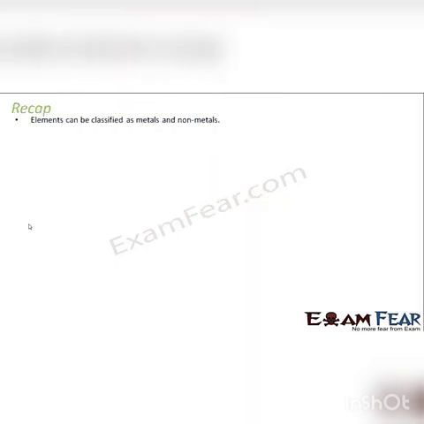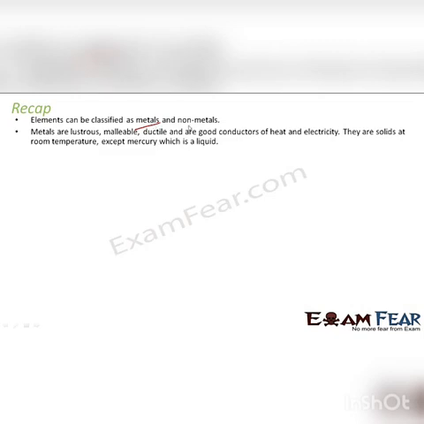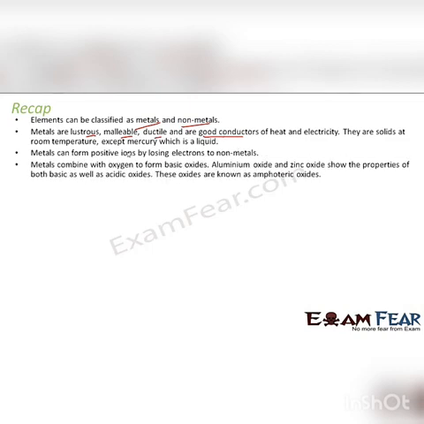Let's do a recap of what we have learned. Elements can be classified as metals and non-metals, right? Metals are lustrous, malleable, ductile, good conductors of heat and electricity. They are solids except mercury. Metals lose electrons to non-metals. Metals combine with oxygen to form basic oxides. Aluminum oxide and zinc oxide are examples of oxides which show both acidic and basic behavior, and they are called amphoteric oxides. They are exceptions actually, right?